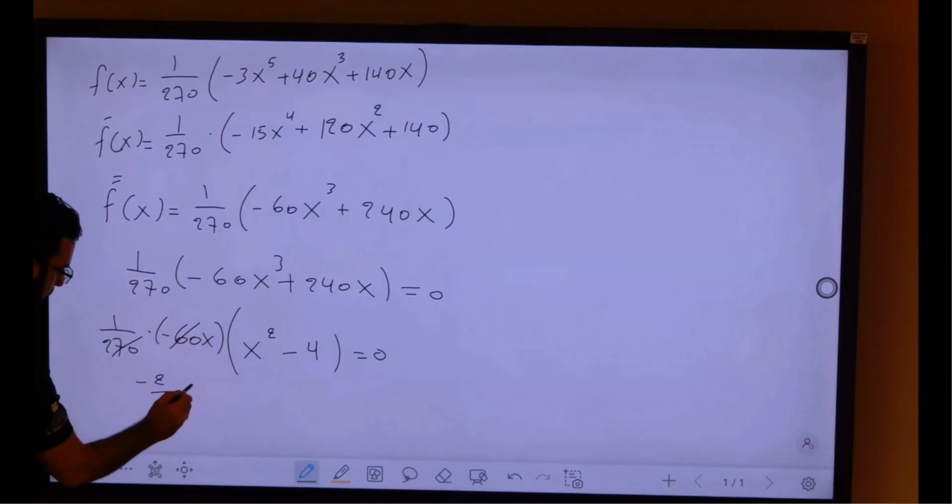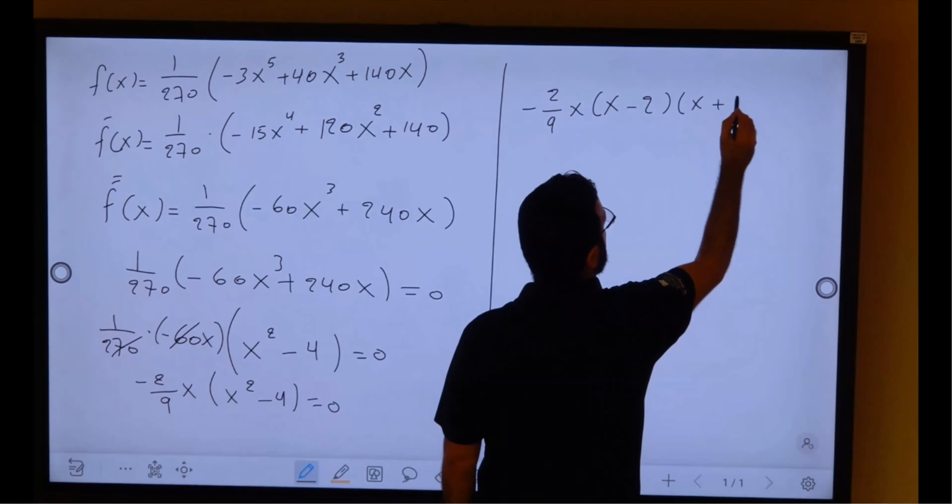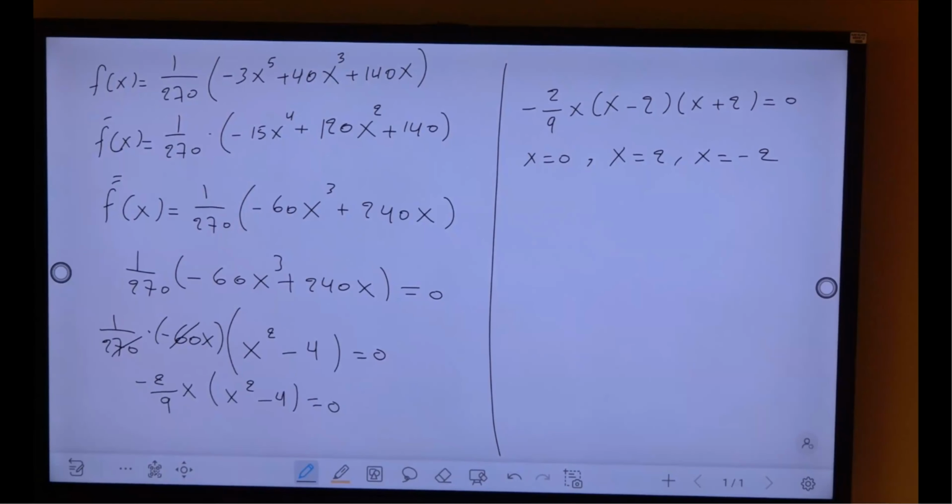You don't know? So it took us 2 over 9 times x, and here is x minus 2, x plus 2 equals 0. That means x is going to be 0, and 2, and -2. Got it? Put down the number line: negative 2, 0, and 2. And you're going to check.